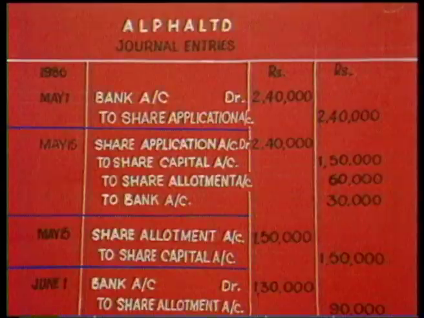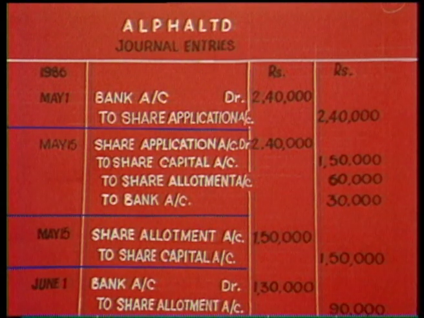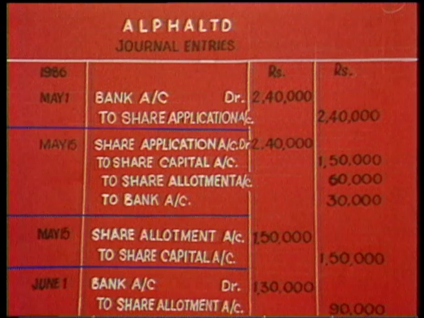With the summary of the transactions thus recorded, we are now ready to take on the passing of the journal entries in the books of Alfa Limited. The first transaction that is recorded in the journal of Alfa Limited relates to the receipt of application money on the 80,000 shares applied for.